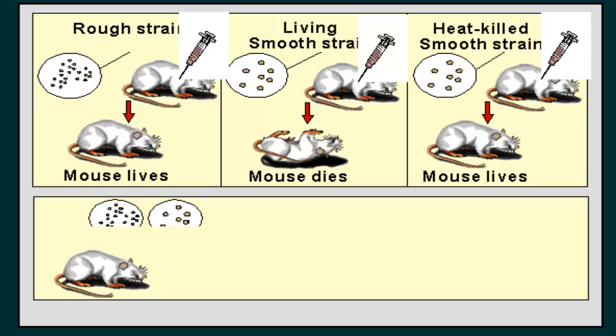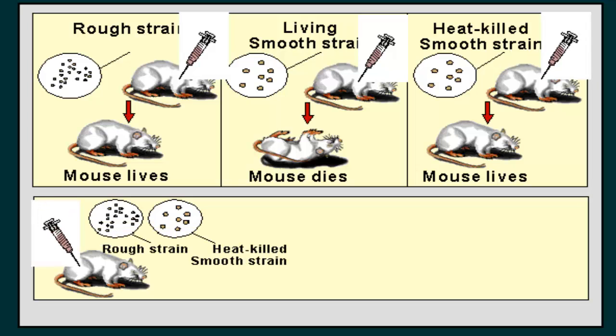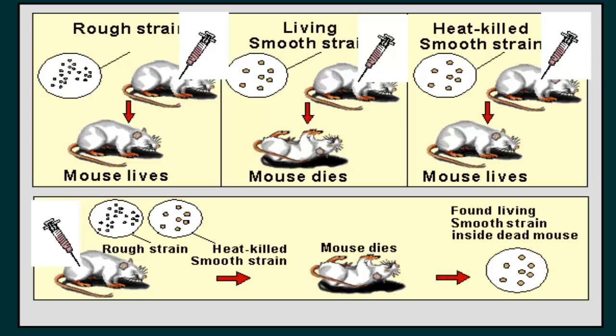The unexpected results occurred when he mixed heat-killed smooth type with live rough type. The expected result would be mice that lived. However, these mice also died. Griffith then looked for the bacteria in the dead mice and found living smooth type. The rough strain was harmless, and the smooth strain had been heat-killed. So what event must have occurred before the rough strain could become the disease-causing smooth strain?